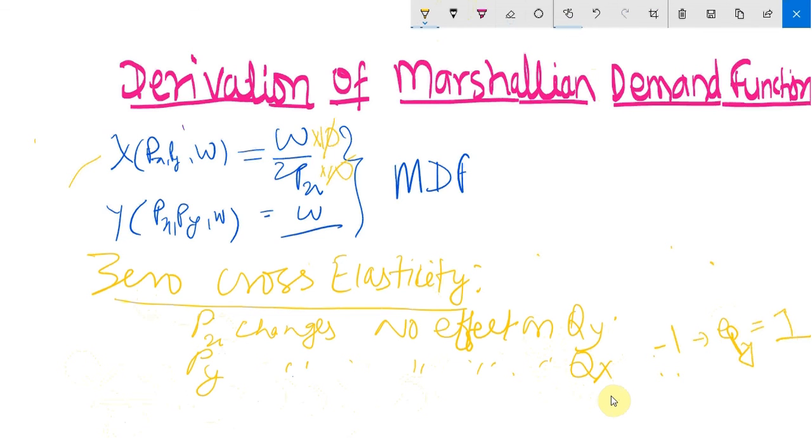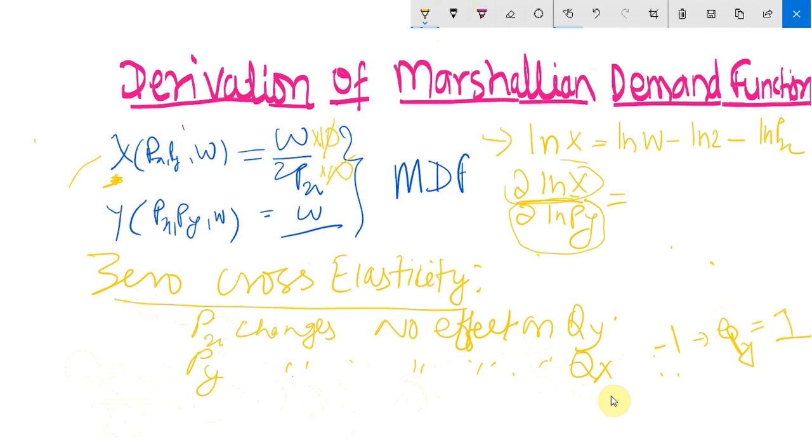So we can show this by simply differentiating the demand function by taking log. Just as we did a few minutes ago. So by taking log, this demand function becomes log x equals log w minus log 2 minus log px. So if you differentiate log x with respect to log py, this is nothing but the percentage change in quantity demanded of x due to percentage change in price of y, which is the cross elasticity. So this becomes 0 because there is no price of y parameter here.